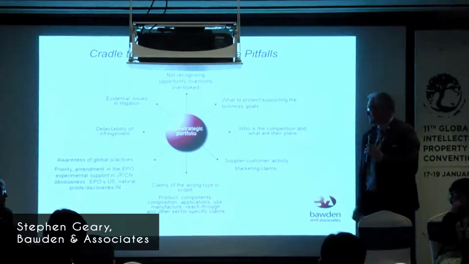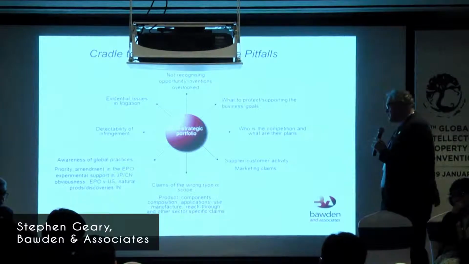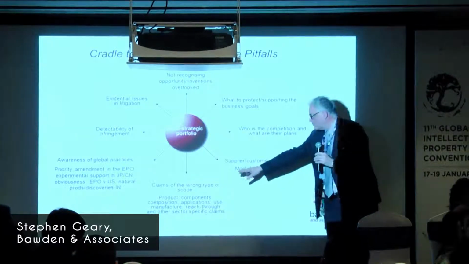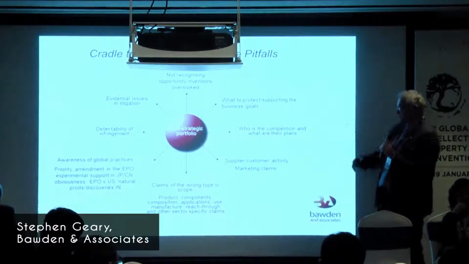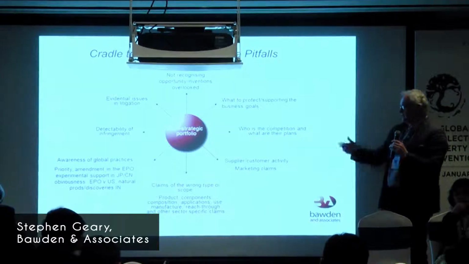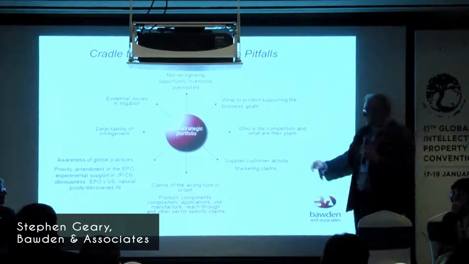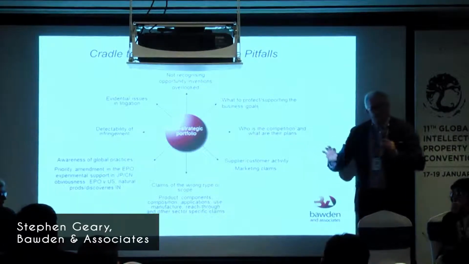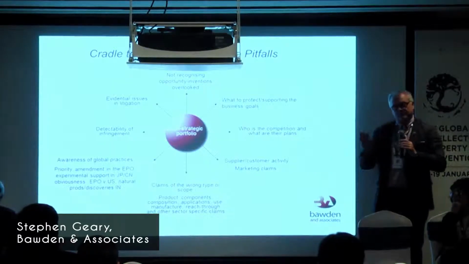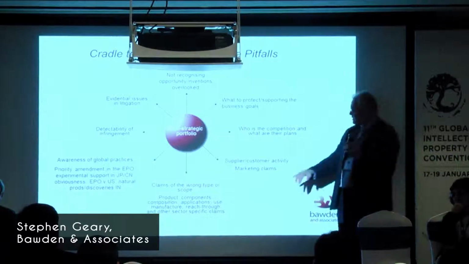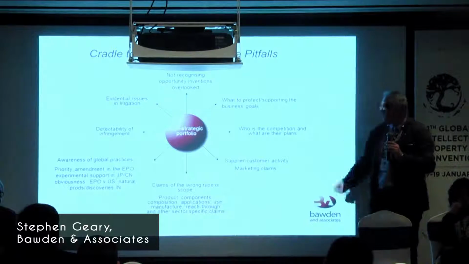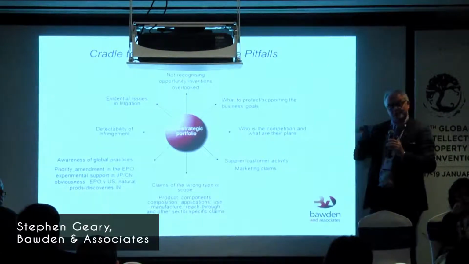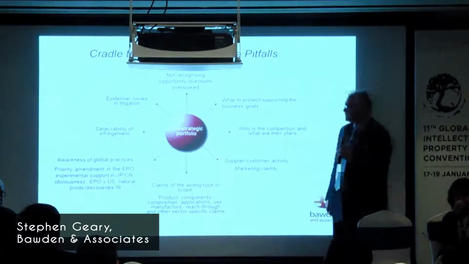I'll just get to the end. Claims of the wrong type or scope. We're all familiar with product claims, components of products, compositions, applications, use, reach-through claims, for example. Absolutely critical, again, to ensure that you look at all different facets of the invention. So what claims are going to be relevant to your suppliers? Which claims are going to be relevant to your customer? Which claims are going to be relevant to your competitor? As well as claims that protect your own innovation.